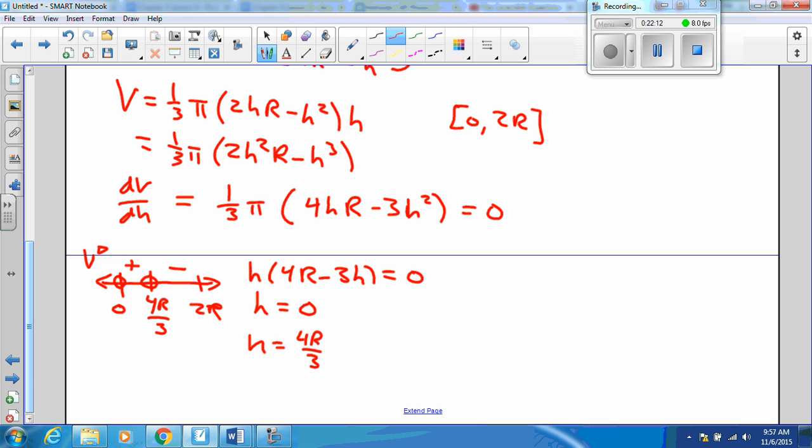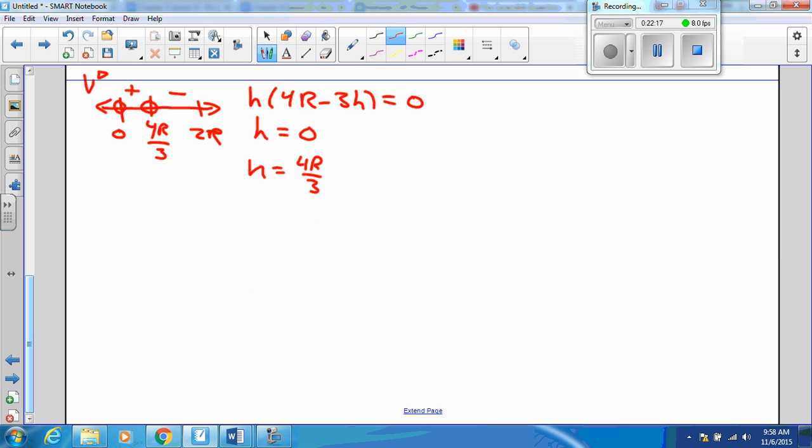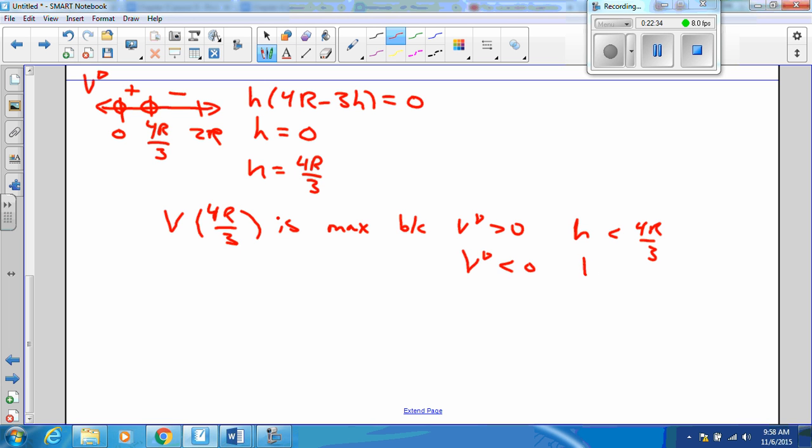And because v prime is positive for all the interval to here, negative for all the interval to here, therefore we have a max. And we can say that volume at h equals 4r over 3 is the max, because v prime is positive for h less than 4r over 3, and v prime is negative for h larger than 4r over 3. Could we also have done a critical points endpoints analysis of this? Yeah, we sure could. But this is our flavor of the day, so we'll practice with it.